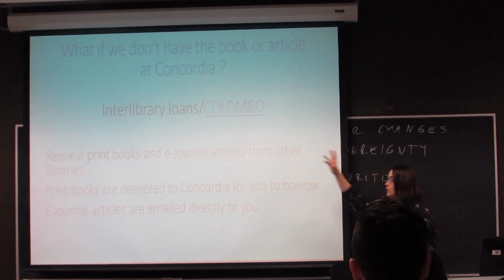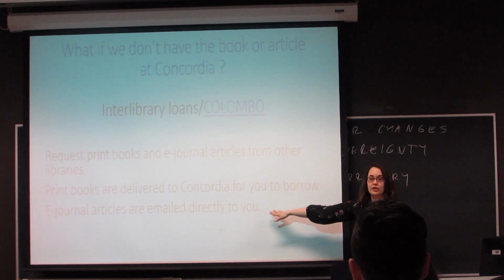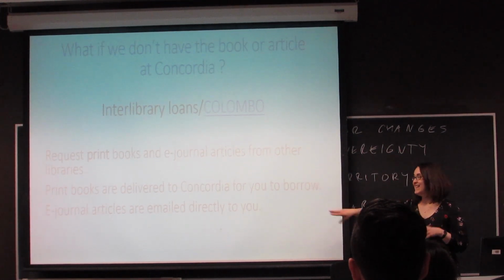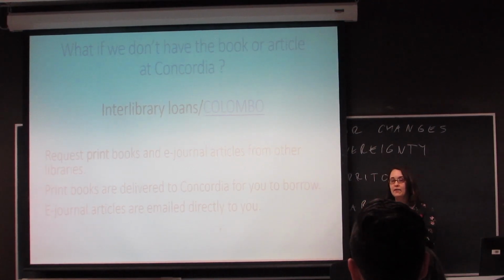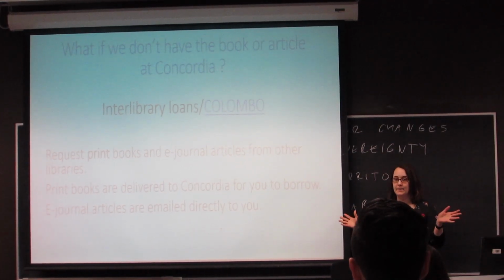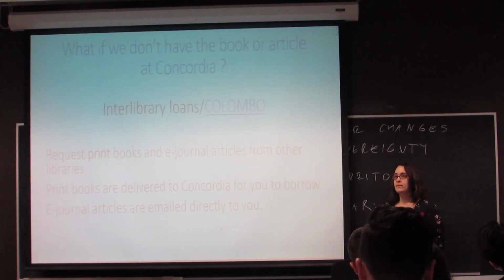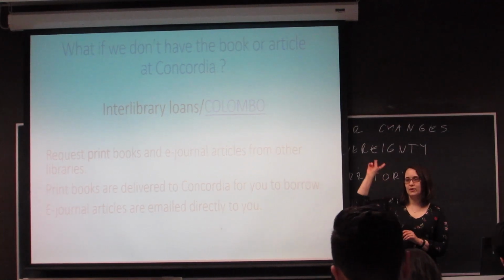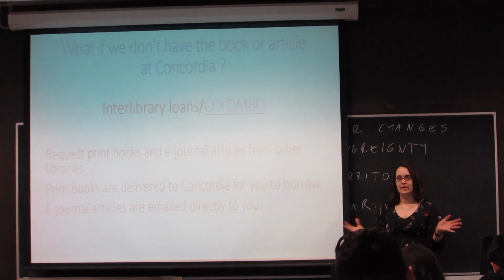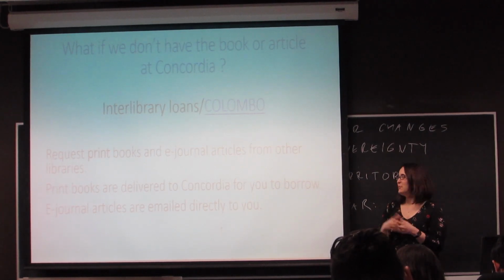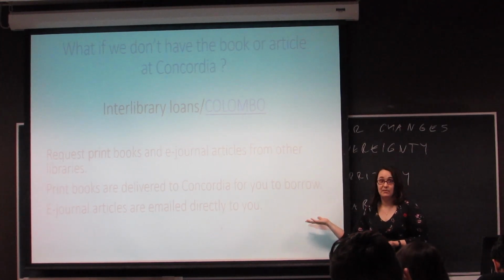For e-journal articles, if you look them up, we don't have it, and you put a request into Colombo, they're emailed directly to you from another library for free. This is very fast, 1 to 2 business days. So if we don't have the article or the book, there's always a way to get it. Sometimes you're off campus, searching in Google Scholar, you click on an article and it says this will cost you $29. Don't ever pay for anything. We can usually get it from somebody else for free.